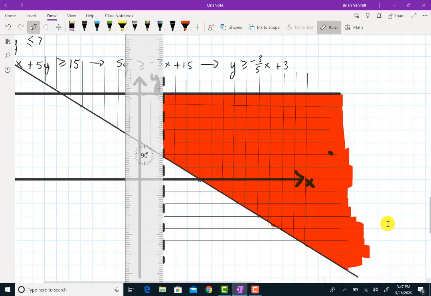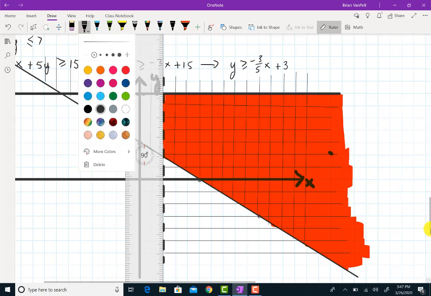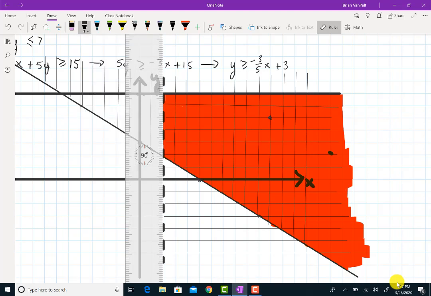So I really don't care what. I don't know. I'll just pick a point out here. Let's see the x value. That was 2, 3, 4, 5, 6, 7, 8, 9, 10, 11 for x. The y value was 1, 2, 3, 4, 5.